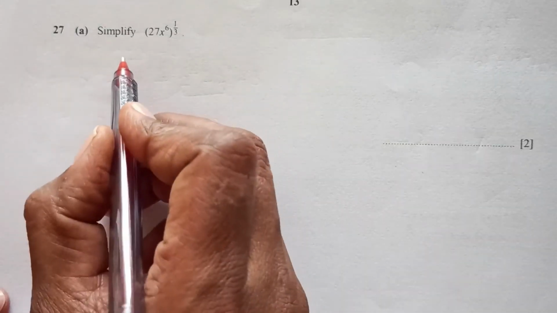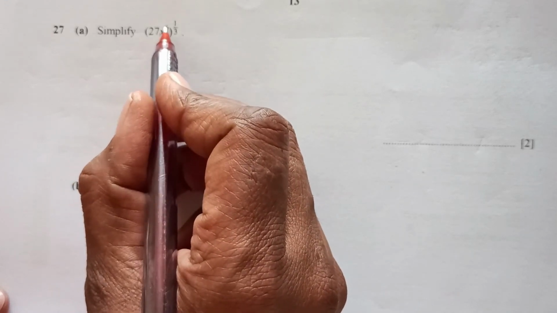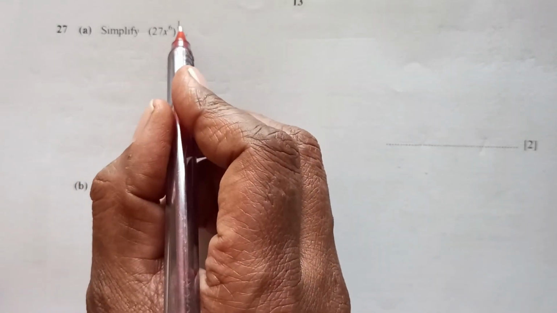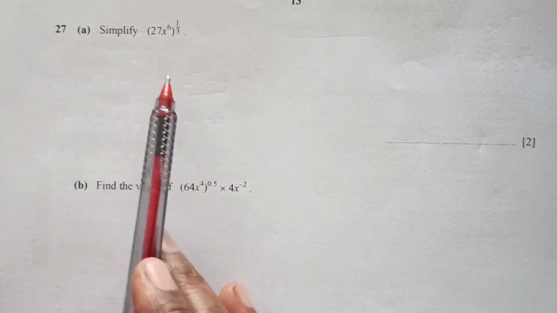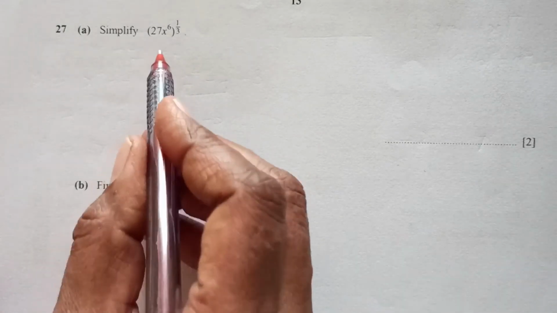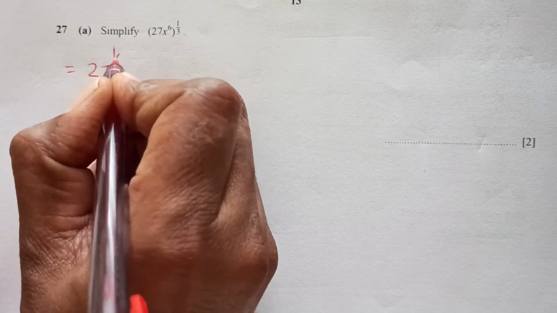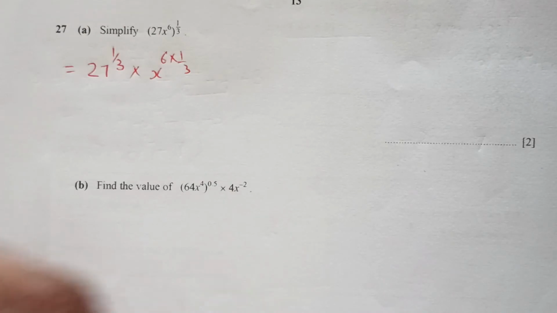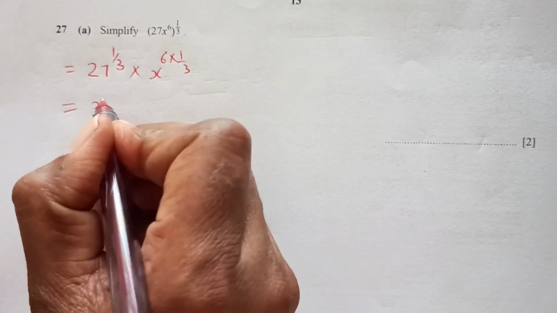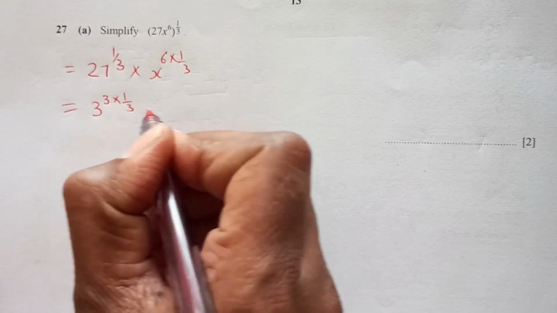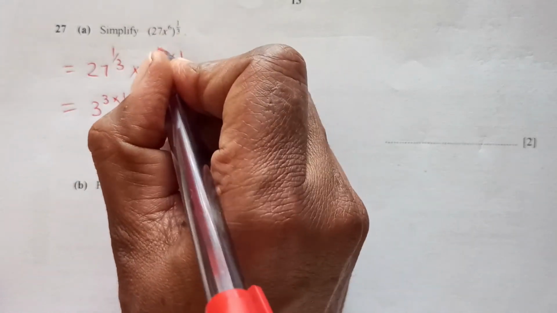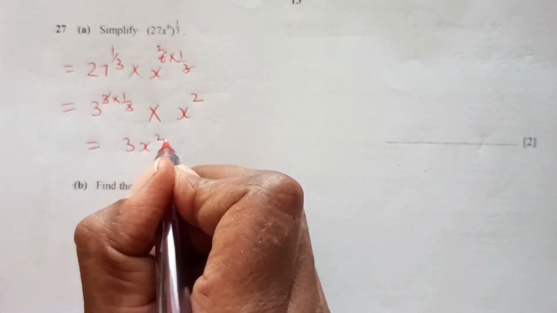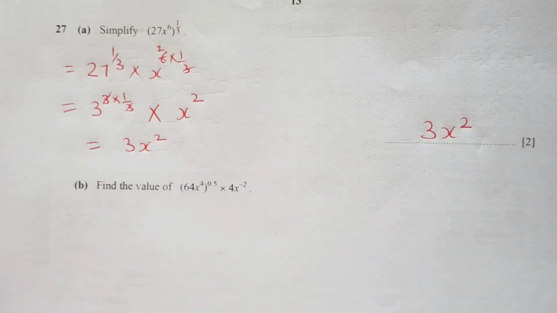Question 27. Simplify (27x to the power 6) whole to the power 1 over 3. So we can do it step by step. As you know, this 1 over 3 which is outside the bracket should be applied to everything that is in the bracket. So 27 to the power 1 over 3 times x to the power 6 times 1 over 3. This 27 can be written as 3 cubed, to the power 1 over 3, times x, this is cancelled here, so x squared, and this 3 and 3 is gone, so you are left with 3x squared. So the final answer is 3x squared.